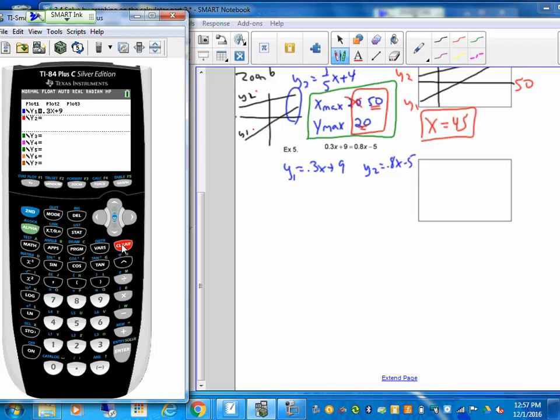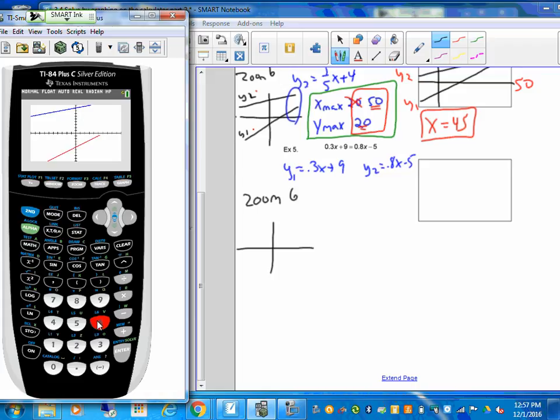And then the second one is 0.8x minus 5. Double check, proofread that you have typed in exactly what's written there. If you type too fast, you will often end up with the wrong thing. And always, always, always start with the Zoom 6, every single time until we have finished this introductory part.